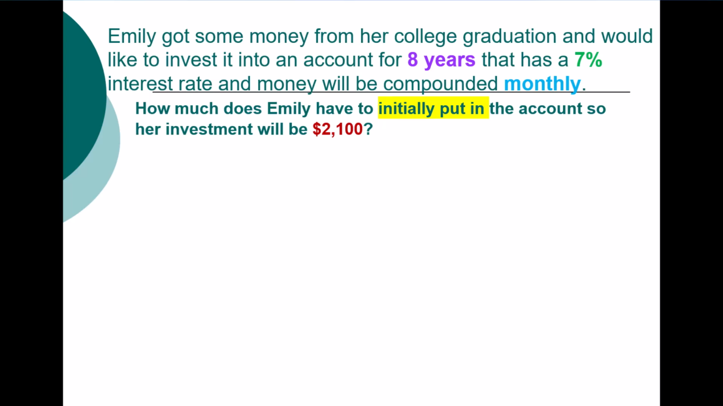All right, another example. Emily got some money from her college graduation and would like to invest it into an account for 8 years that has 7% interest rate, and money will be compounded monthly. How much does Emily have to initially put into the account so her investment will be $2,100? So we're asking a little bit different question. So read through the problem, get a general idea of what it is, highlight the important information, and let's put it all together.